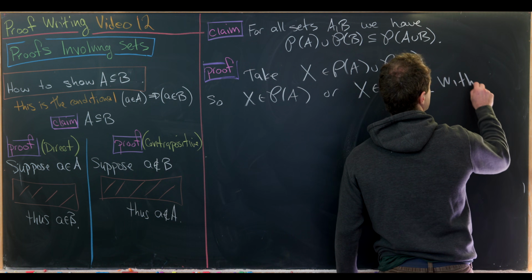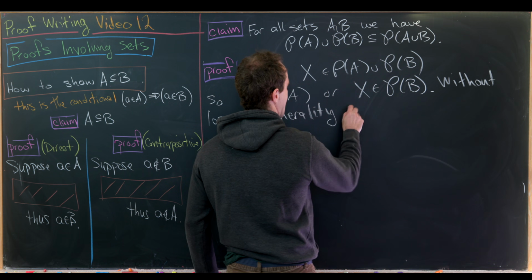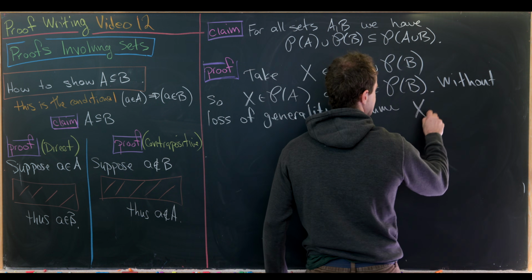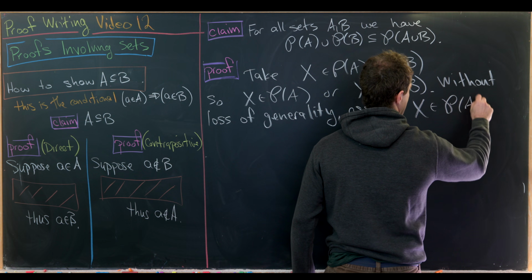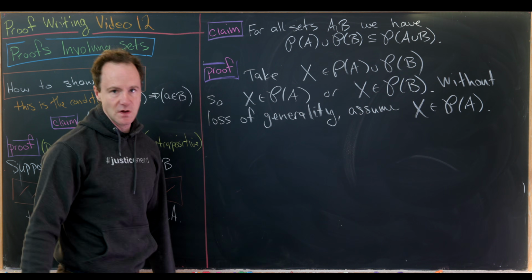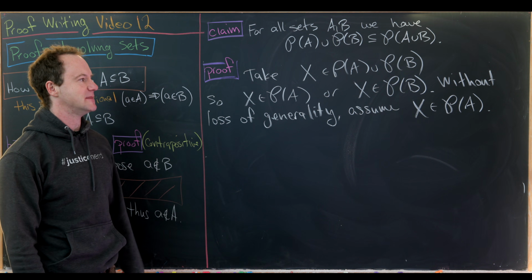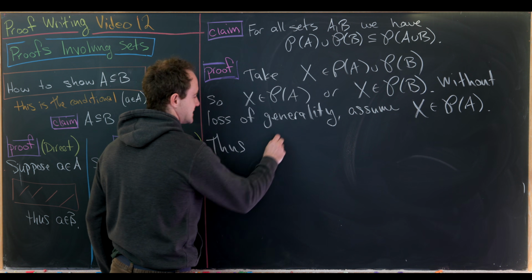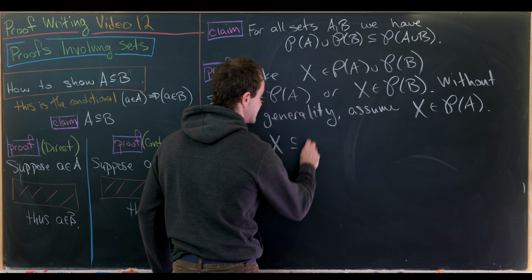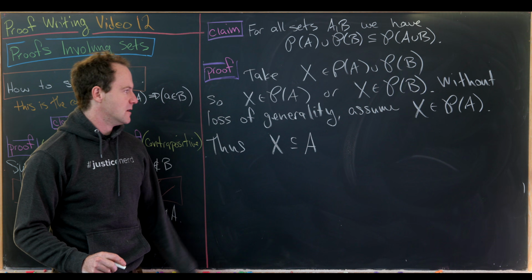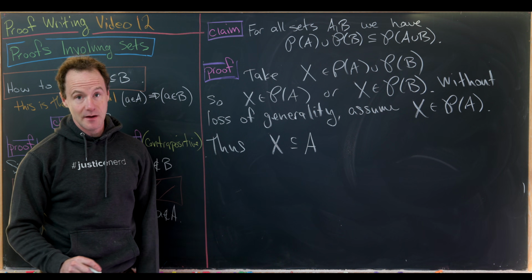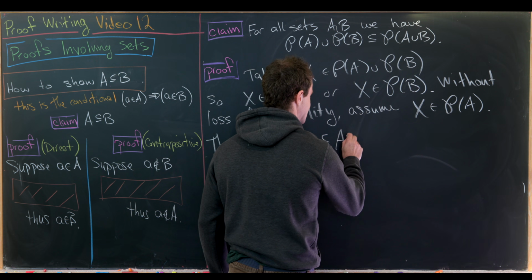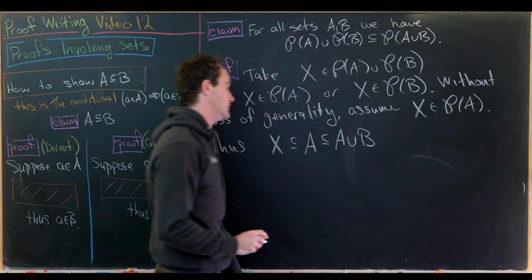So let's do that. So without loss of generality, let's assume that X is an element of the power set of A. Okay, now let's get down to what it means to be an element of the power set of A. Thus, X is a subset of A, but notice that A is a subset of A union B. So this is a subset itself of A union B.